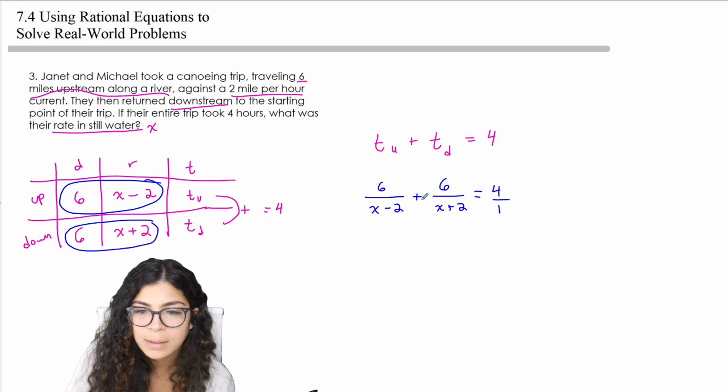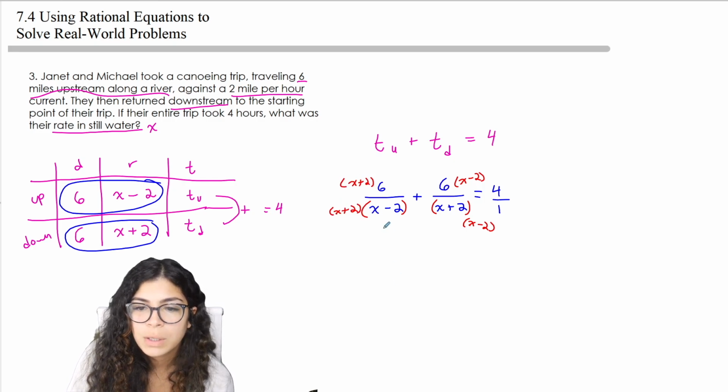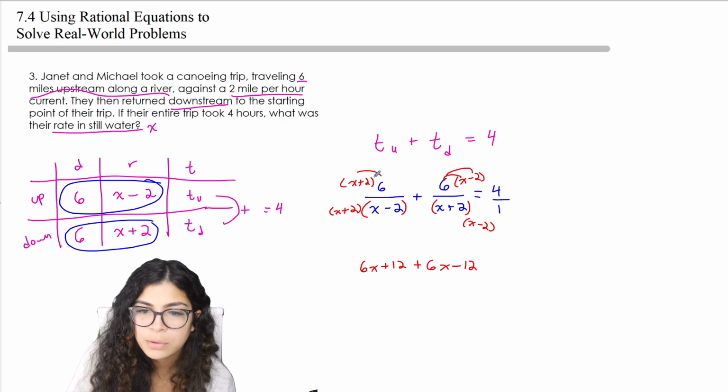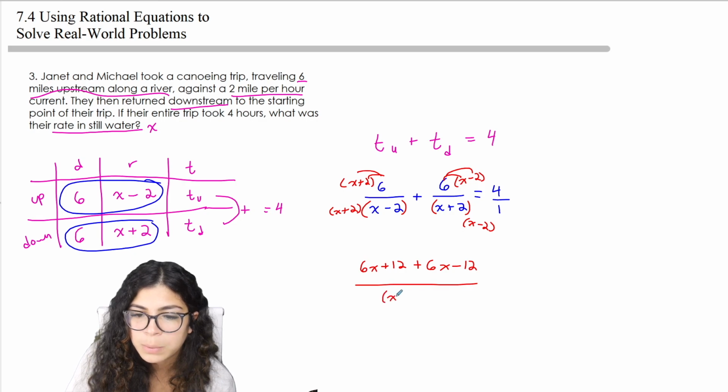Now in order to actually add these, I need a common denominator. This is X minus 2 while this is X plus 2. So I'll need to multiply this fraction by X minus 2, and I'll need to multiply this fraction by X plus 2. And so the numerator here would be 6X plus 12. And then the numerator here would be 6X minus 12, because you have to distribute the 6 to both terms. And the denominator, now that it's the same, would stay the same. X plus 2 times X minus 2.